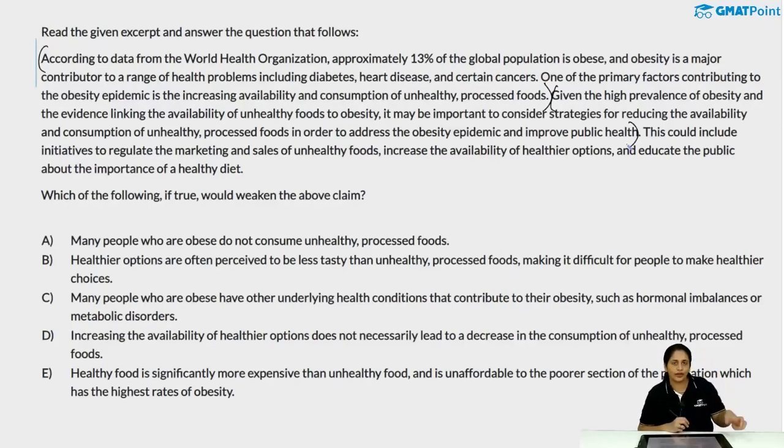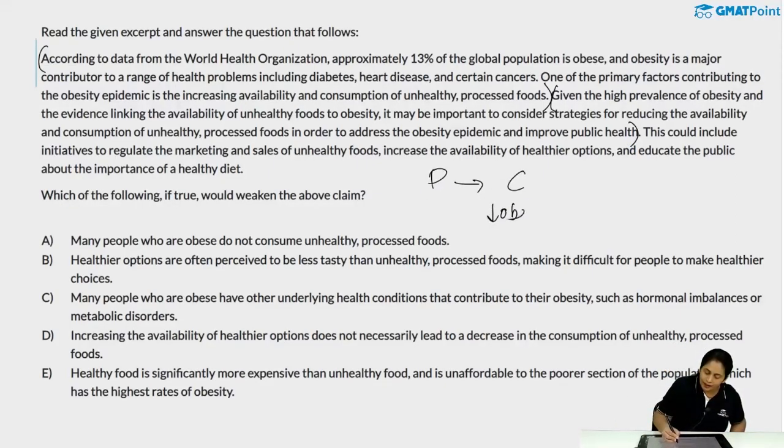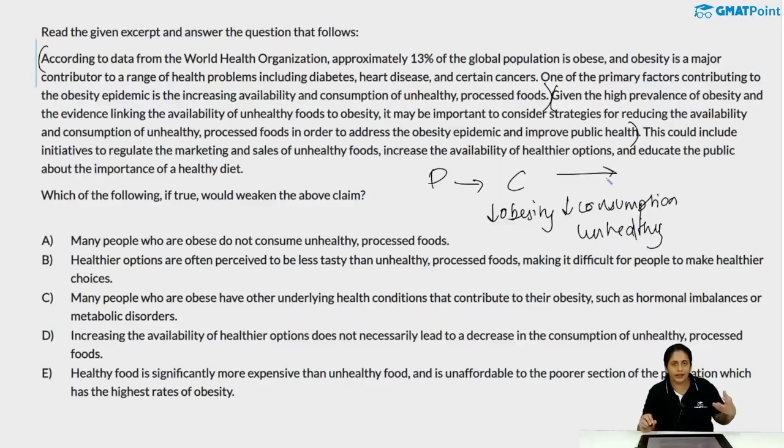We are trying to target the reduction in consumption of unhealthy food to address obesity. So from the premise, you have the conclusion that you reduce obesity by reducing the consumption of unhealthy food. And then a course of action is given. The course of action is basically to make unhealthy foods less available, regulate the sales of unhealthy food, make healthier foods more available, educate the public, etc.